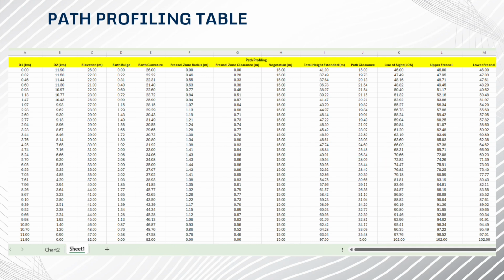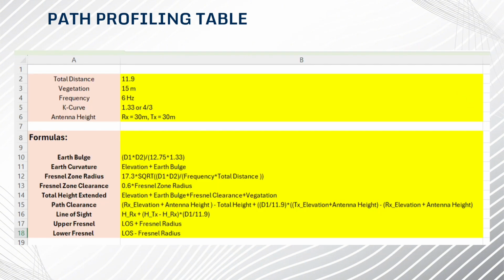The path profiling table is the total overview. This table includes detailed calculations for various factors such as earth bulge, earth curvature, Fresnel zone, Fresnel zone clearance, total height expanded, path clearance, line of sight, upper Fresnel and lower Fresnel. All computations are based on the provided distance 1 and distance 2 values that are measured from the peak-to-peak in the elevation profile, as well as the elevation and vegetation data.